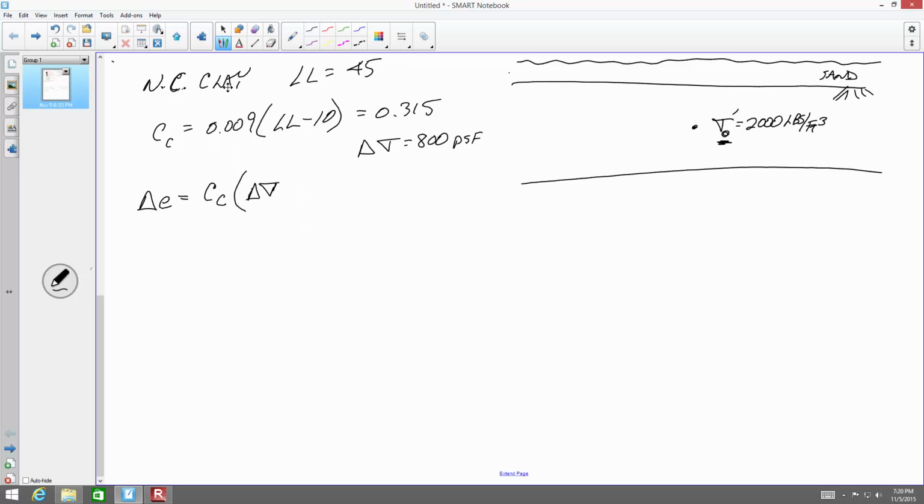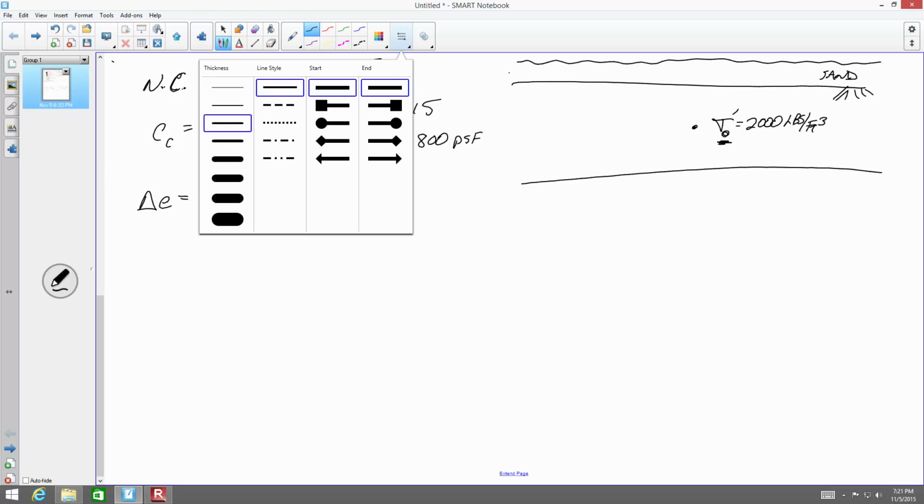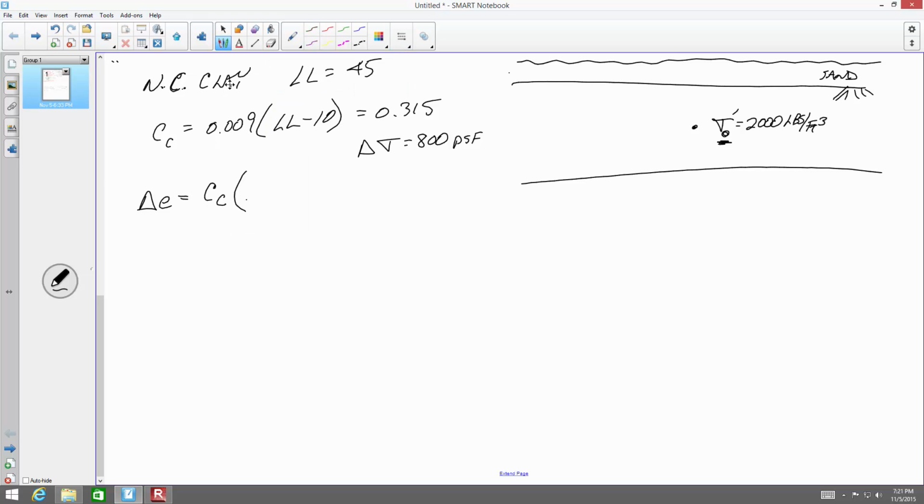Delta sigma. Oh, geez. Back up one more. It was given to us. Problem statement given to us. Delta e, log, delta sigma.